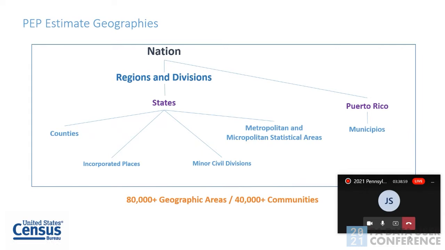Geography. This is the hierarchical structure that displays the areas for which we make the estimates, including the nation, regions, and divisions, and states, and we include Puerto Rico in that. Under states and the Puerto Rico Commonwealth, we have counties and municipios. We do estimates for metropolitan and micropolitan statistical areas, and beneath that, in the geographic hierarchy, we make estimates for incorporated places and minor civil divisions. In all, we make estimates for over 40,000 communities, but really for 80,000 geographic areas, because we show the estimates for areas that are unincorporated parts of counties and townships.